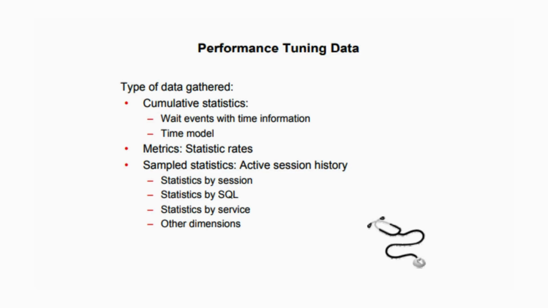Sampled statistics are gathered automatically when the statistics underscore level is set to typical or all. Sampled statistics allow you to look back in time. You can view session and system statistics that were gathered in the past, in various dimensions, even if you had not thought of specifying data collection for these beforehand.